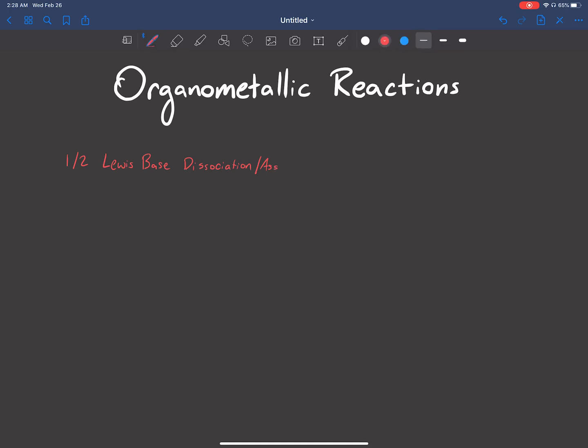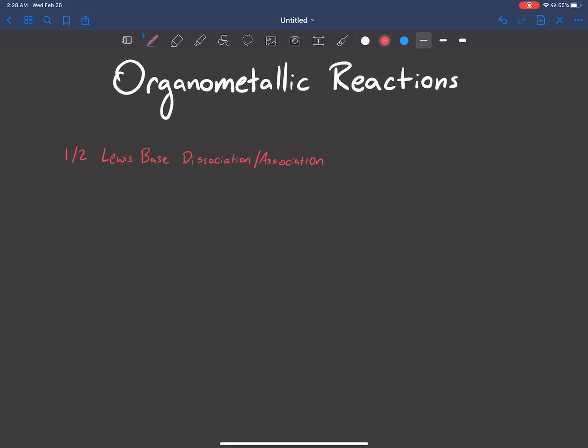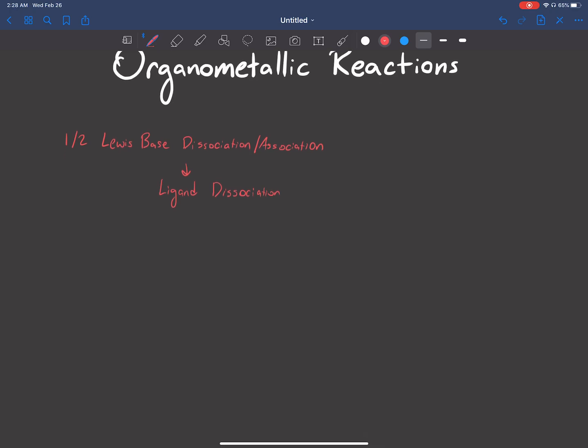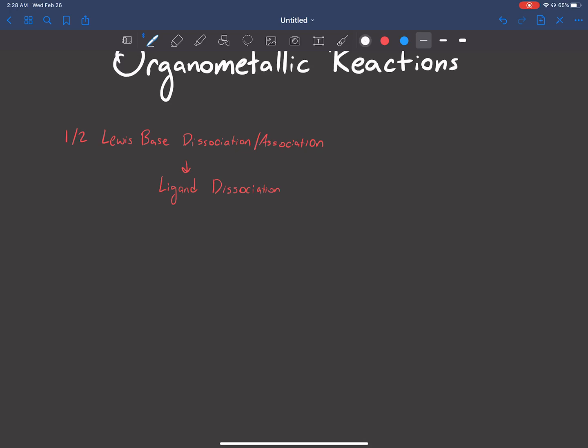And so you'll hear these as either Lewis base dissociation, or another way we can phrase this is ligand dissociation. And same thing for the association, it is going to be ligand association. So if you ever hear them say ligand dissociation or ligand association, we're talking about Lewis base.